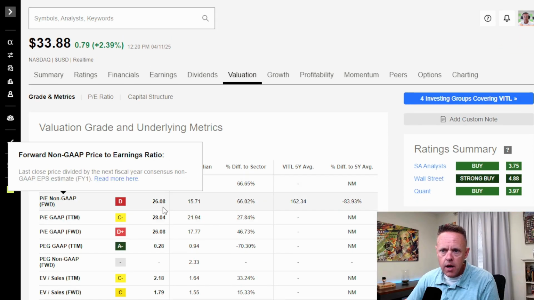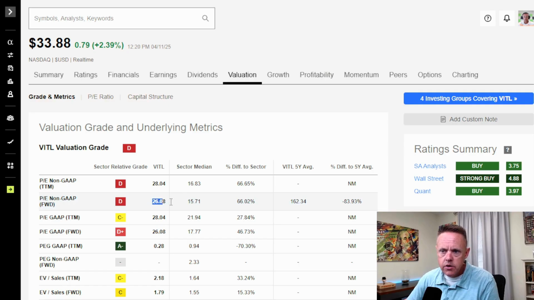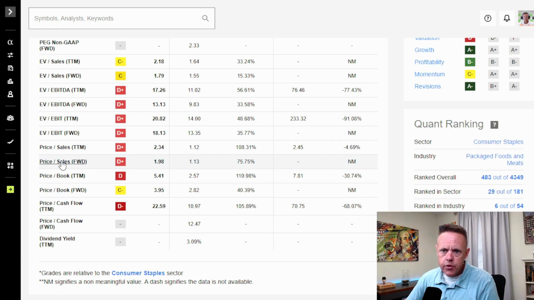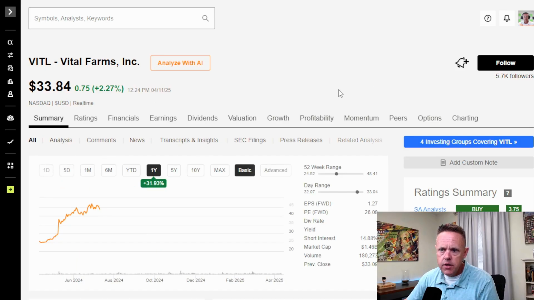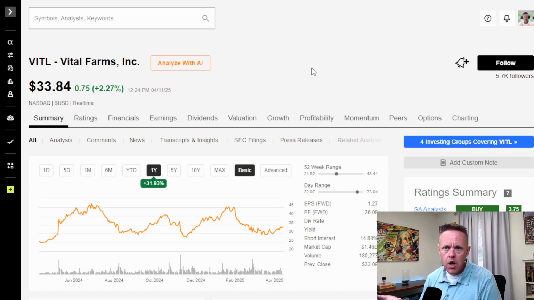And if we go P non-GAAP forward of 26, well, the sector median is 1571. So it could be, at least on a PE ratio, that's substantially higher than the sector median. My guess is the sector median is not growing. Then if you want to look at projections for price to sales forward, 1.98 versus 1.13, they're 75% higher than the sector median.